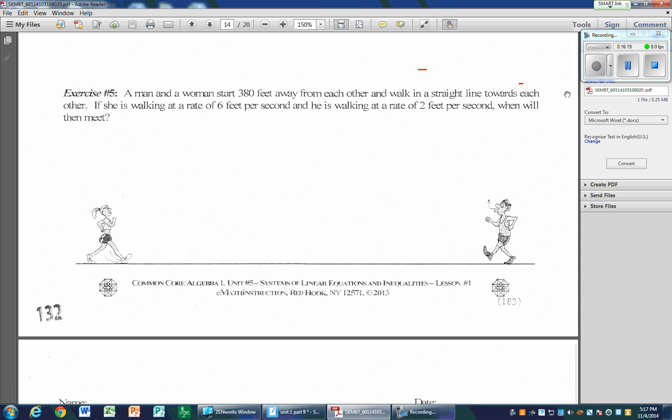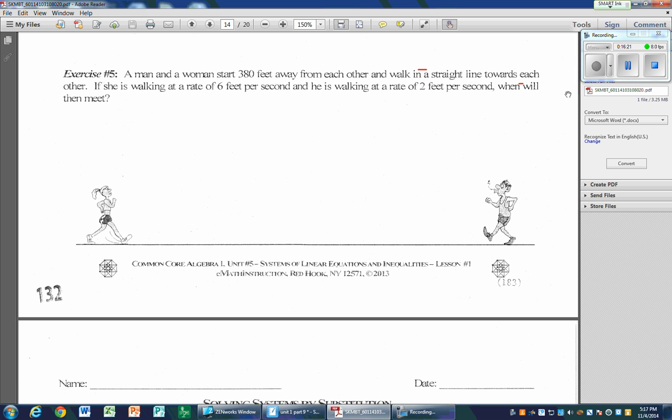Now let's take a look at this one. A man and a woman are 380 feet apart from each other, and they walk in a straight line towards each other. If she's walking at a rate of 6 feet per second and he's walking at a rate of 2 feet per second, when will they meet? Okay, this isn't a Zeno's paradox. They will meet. She's going at 6 feet per second, and he's walking at a rate of 2 feet per second.